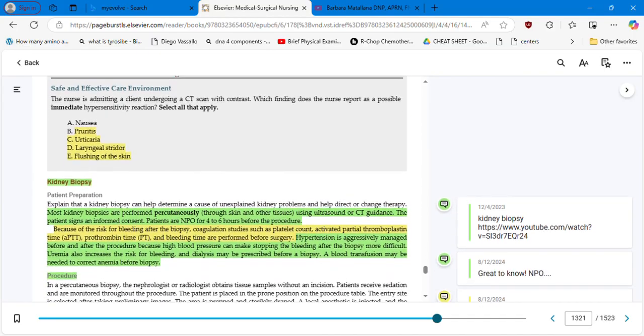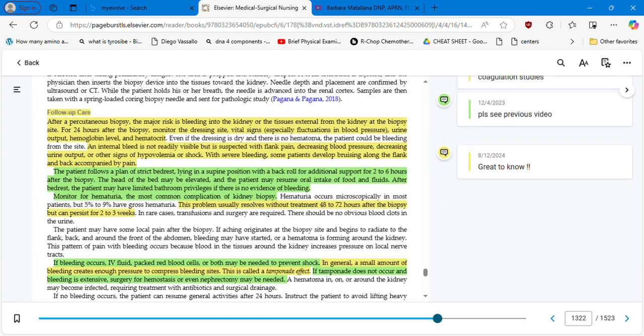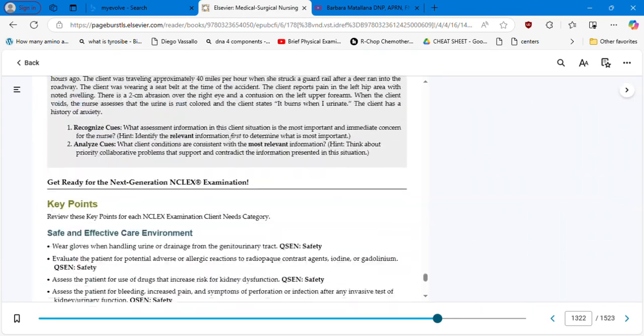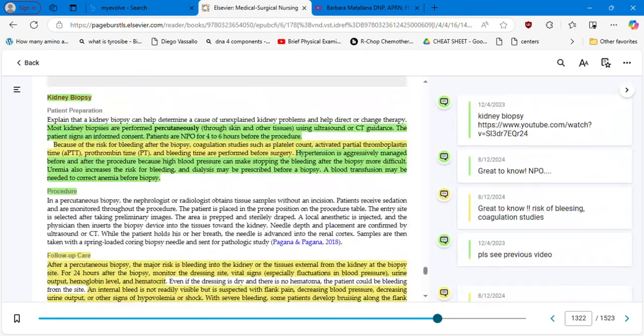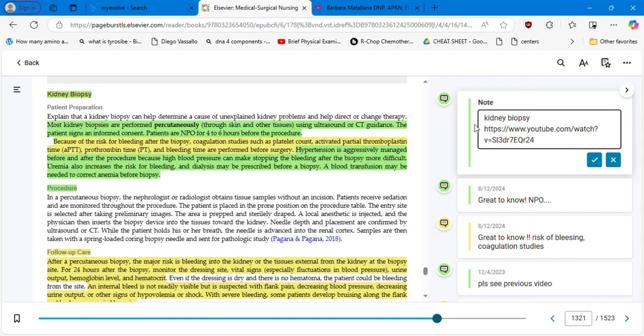And also, let's move into kidney biopsy, right? Kidney biopsy: most kidney biopsies are performed percutaneously, through skin and other tissues. And we are going to watch the video for kidney biopsy. We are almost done with this chapter 57, or 60 in the 10th edition. Okay, let's go.